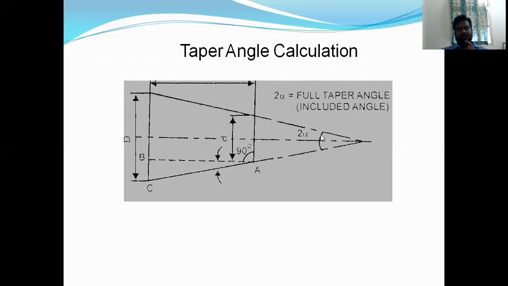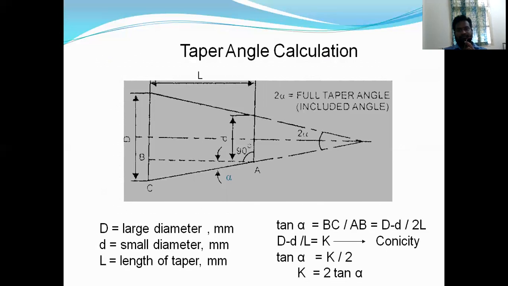Here the total angle is called 2 alpha. It is called the included angle, which means the full taper angle, right? So capital D is the large diameter in mm, small d is the smaller diameter, and capital L is the length of the taper. Now here 2 alpha means this side alpha and this side alpha, right?